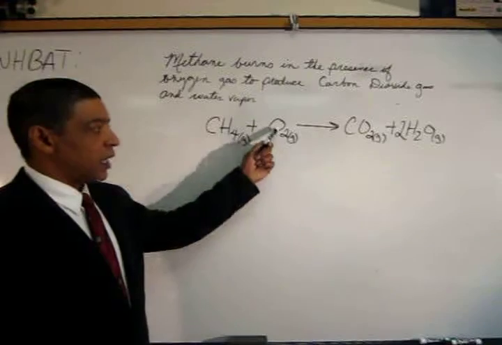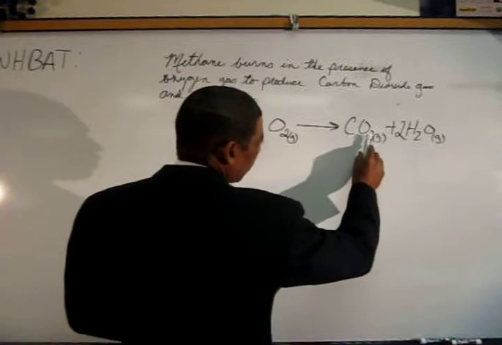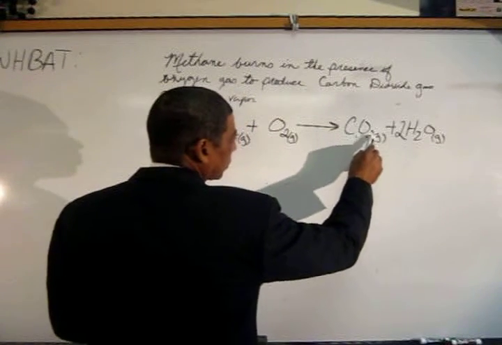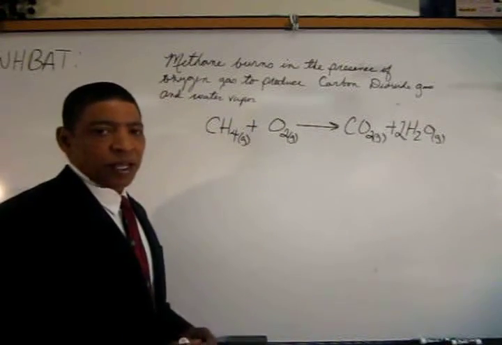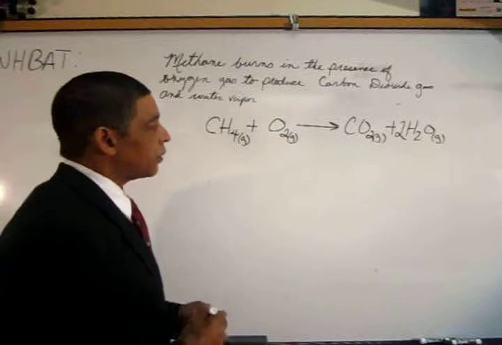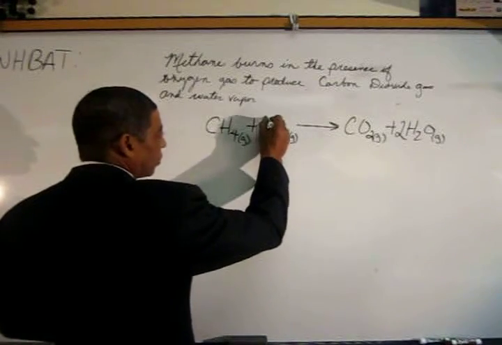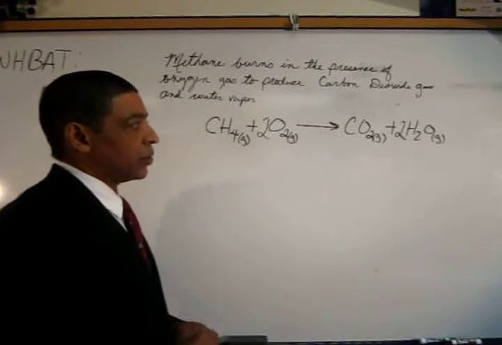Two oxygen atoms, and on this side we have 2, 4, so we have 4 oxygens on the right side. To balance the oxygens, place a 2 in front of the O2.